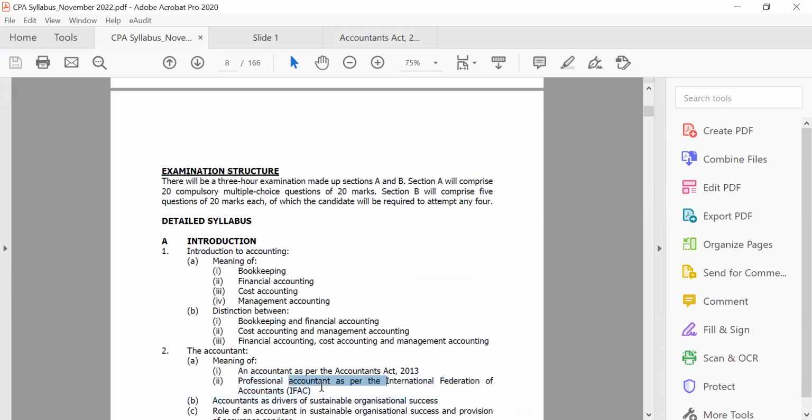And then we have what we call the International Federation of Accountants. So again, as accountants of Uganda, we don't just operate on our own, but we operate benchmarking on the International Federation of Accountants, the body which regulates accountants at a higher level, okay?